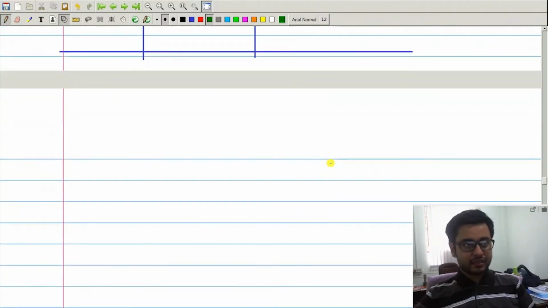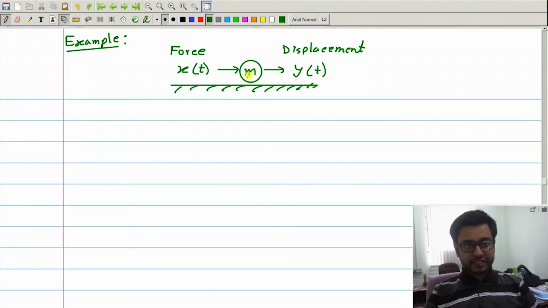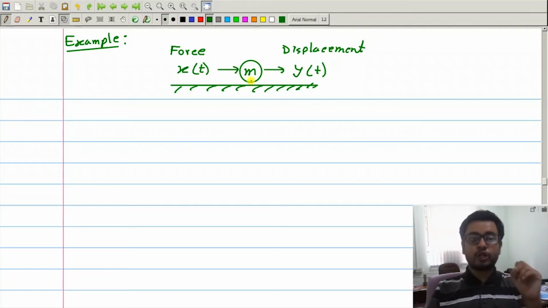Let's take our favorite example, this object as the system, force is the input and displacement being the output. You can get an output without any input or x equal to 0, 0 force, if the initial position of the object or initial velocity of the object is non-zero. That is what we will call the natural response.